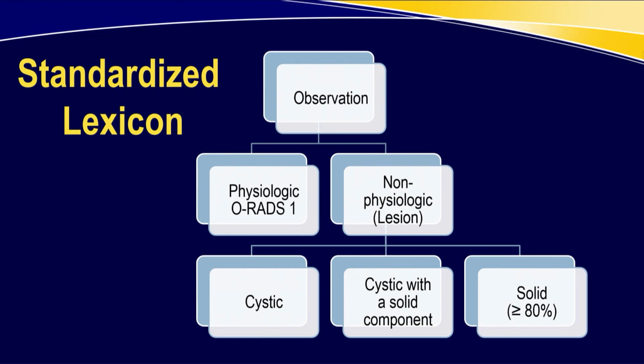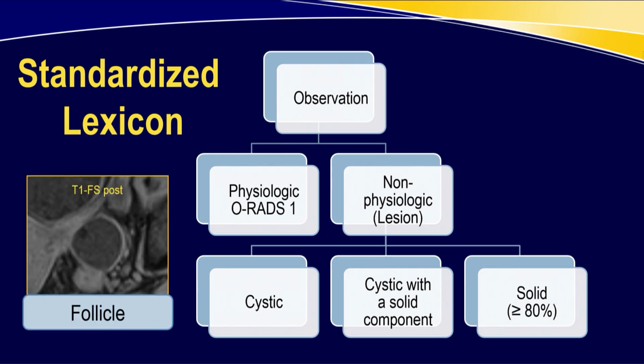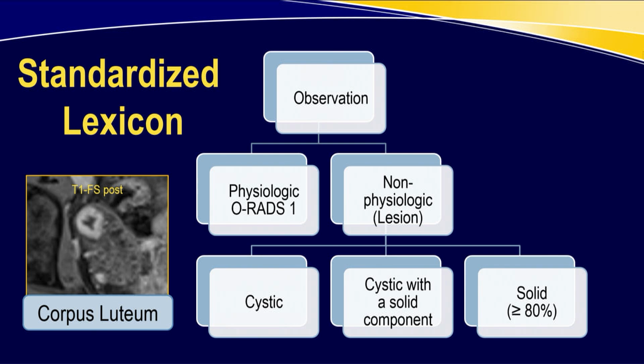You have to decide initially, is your observation physiologic, and if it is, that's an O-RADS 1. And by physiologic, we mean a follicle. It can be a dominant follicle, or we mean a corpus luteum. If it's non-physiologic, then we get into the notion of a lesion.